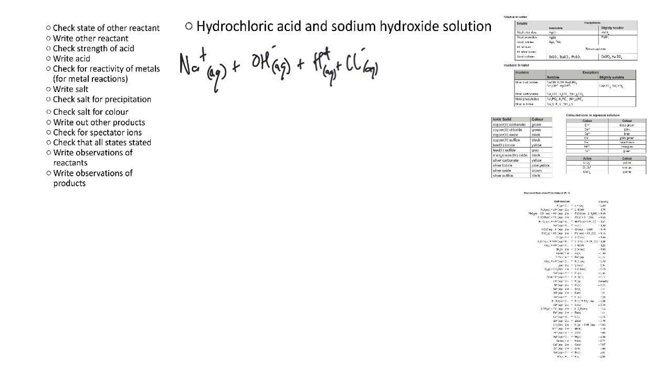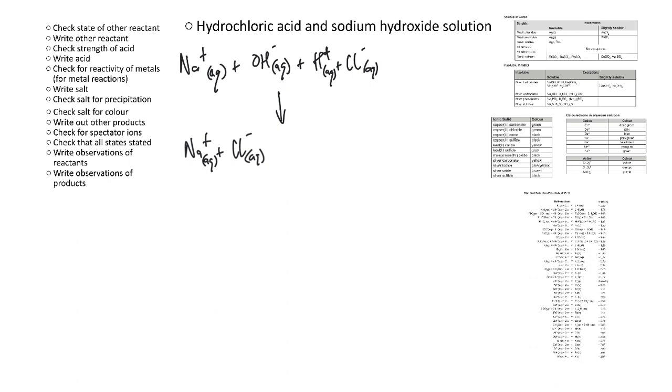Now we're going to write out the salt that is formed. Remember, the salt that is formed comes from the negative ion of the acid and the positive ion from the other substance. So that means it's the Na and Cl. That salt is Na+ Cl-. That's the salt that is formed.